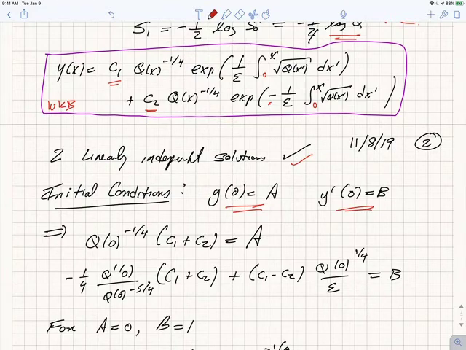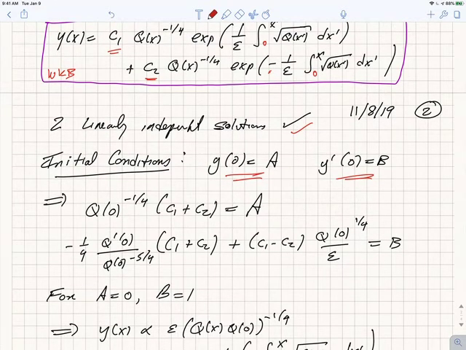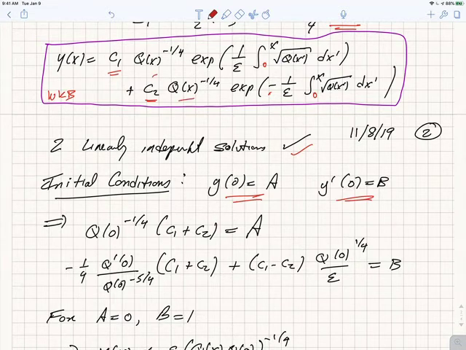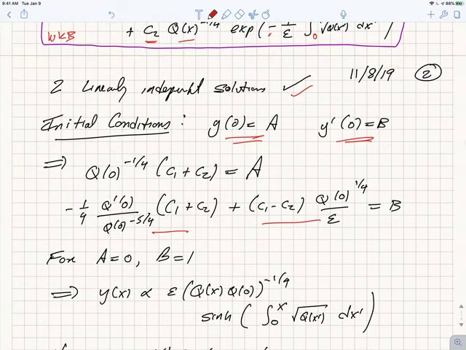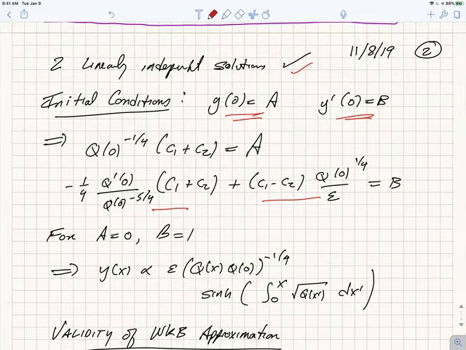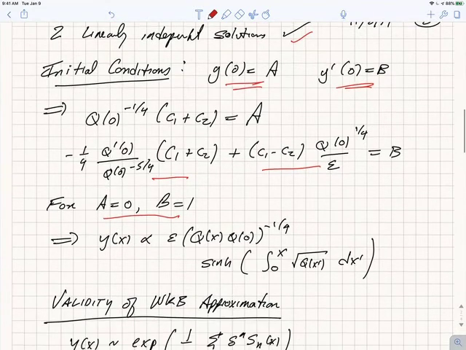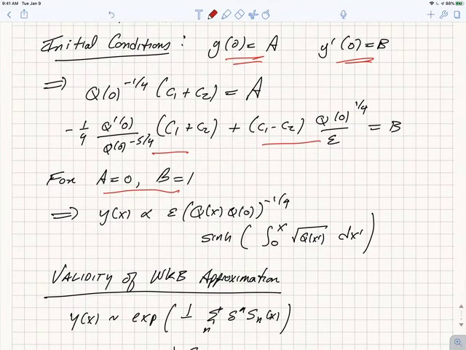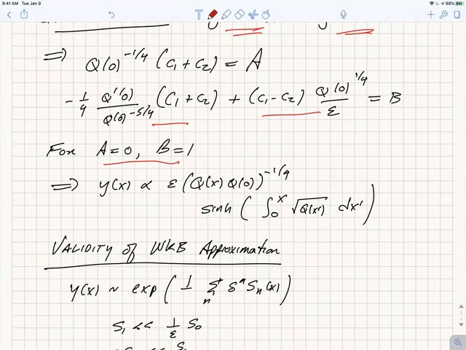plus c2 is a. And if I take a derivative, the derivatives can either take derivatives on the outside on the q's, which gives me this term, or I can take them inside on the exponentials, which gives me that term. The sum of those has to be equal to b. For example, if you take the special case a is 0 and b is 1, you find the general asymptotic form of the solution goes like epsilon q of x, q of 0 to the negative a quarter times the sinh of the integral from 0 to x of square root of q of x prime dx prime.